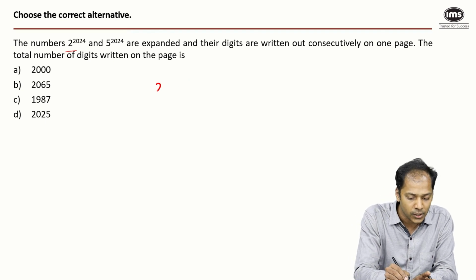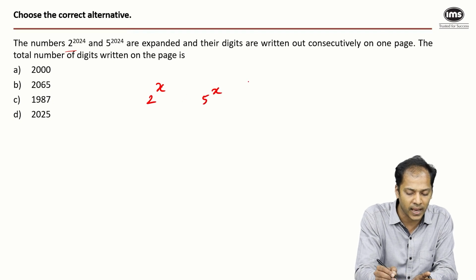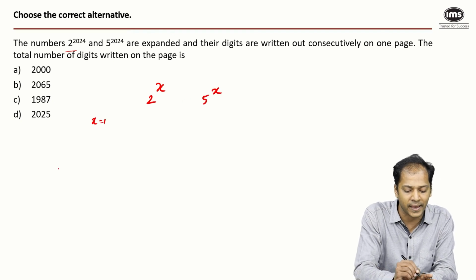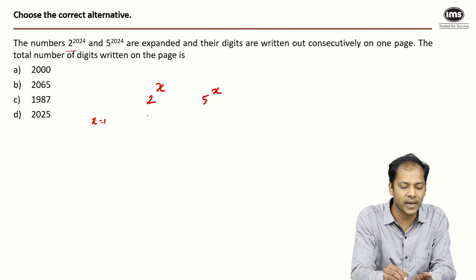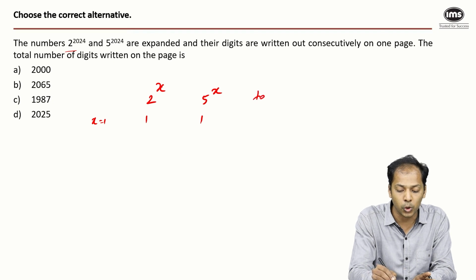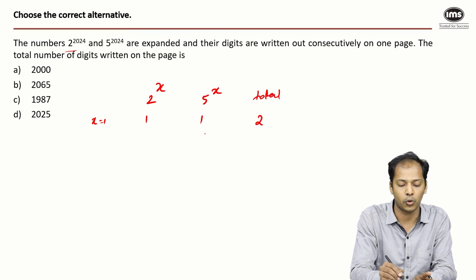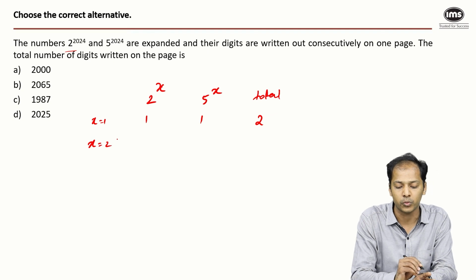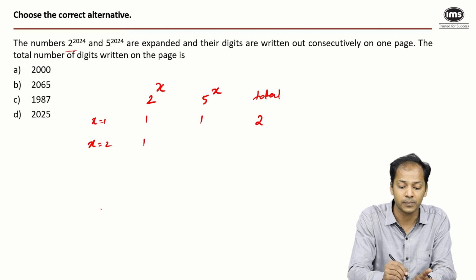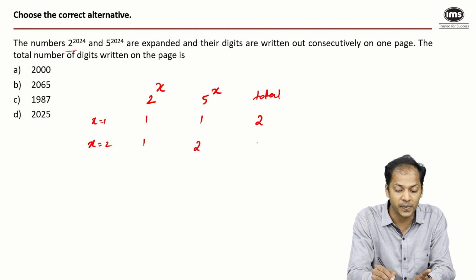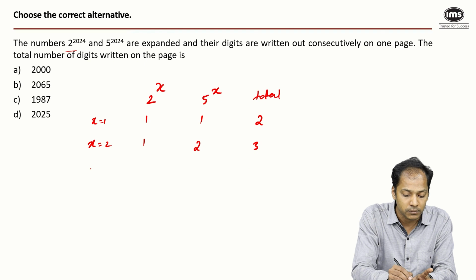So basically, 2 raised to the power x, 5 raised to the power x, and I'll take different values of x. If x is equal to 1, I'm just writing the number of digits. 2 raised to the power 1 has 1 digit, 5 raised to the power 1 has 1 digit, and the total digits are 2. If I take x equal to 2, 2 squared is 4, that is 1 digit, and 5 squared is 25, it has 2 digits. The total digits become 3.